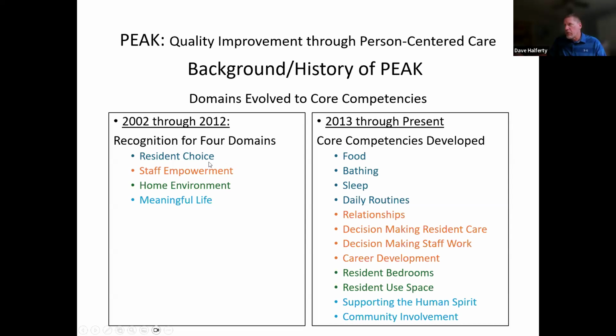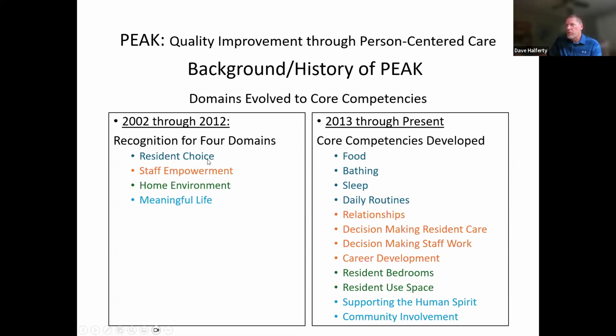But I've got these color coded. So resident choice is broken down into food, bathing, sleep, and again, do the residents have some flexibility and ability to set those schedules for themselves? And then daily routines, can they maintain their daily habits and things when they go to the nursing facility? Staff empowerment, are staff able to develop relationships, strong relationships? Do they have decision making in terms of resident care and also in terms of staff work? Is there a career development pathway? In terms of home environment, what about resident bedrooms, and what about the resident use spaces, those common areas? Are they designed to be more home-like, more than the institutional model that they had been previously? And then finding meaningful life, again, are they supporting the human spirit? And then is there community involvement?